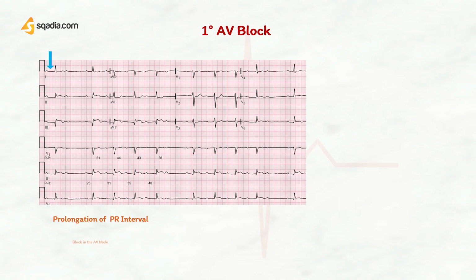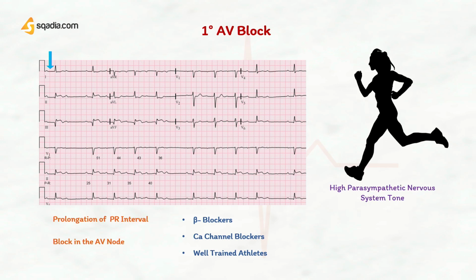Now, a normal PR interval is less than 200 milliseconds, but we can identify all the P waves present on the ECG, and the block is usually in the AV node. Patients using beta blockers or calcium channel blockers, or even well-trained athletes may have first-degree AV block. Athletes at rest have a high parasympathetic nervous system tone, which slows the heart rate, but also slows the AV conduction. This is usually picked up incidentally when an ECG is performed for some other reason.